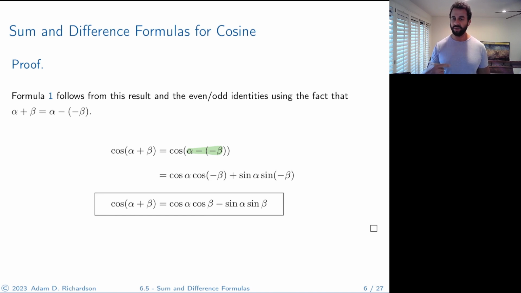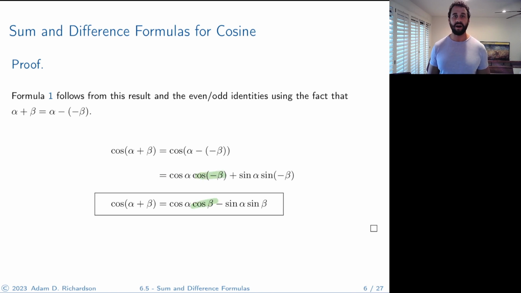But just a moment ago, we proved an angle difference formula for cosine. So we have an identity and we have another expression for cosine of alpha minus negative beta. And it's this right here. So that's just using the identity we just proved. Then the last thing you've got to remember is that cosine is an even function, so cosine of negative beta is just equal to cosine of beta.